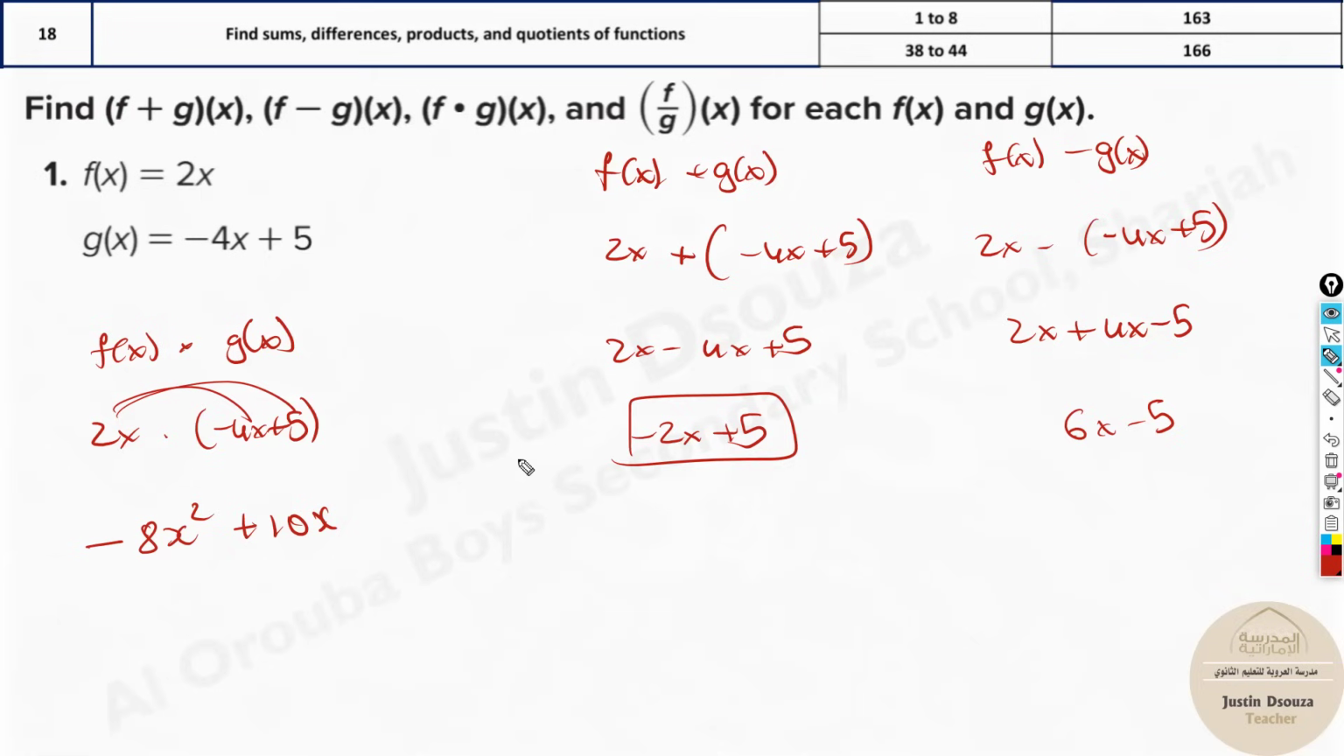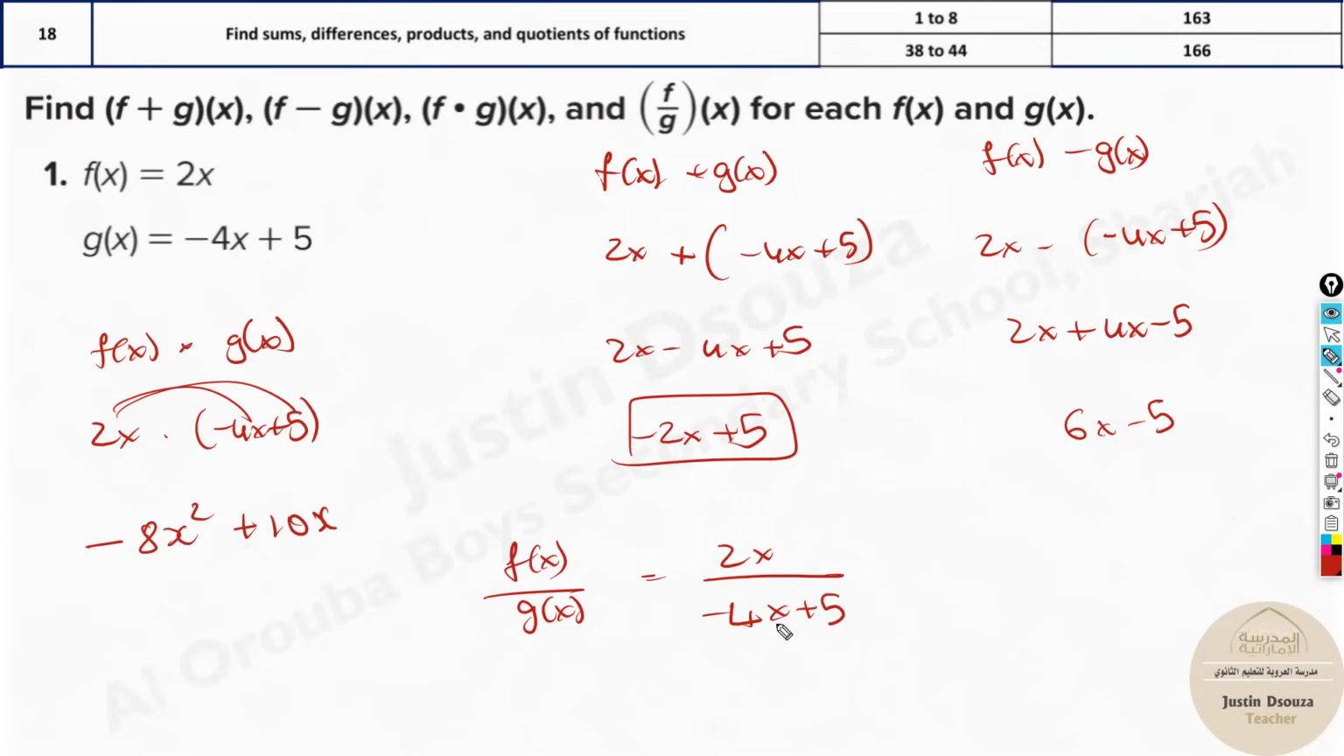Now the last one is division. What that means is it's f of x divided by g of x. And we know f of x is 2x and g of x is minus 4x plus 5. What do we do here? This is it. We don't do long division or anything. We stop here.